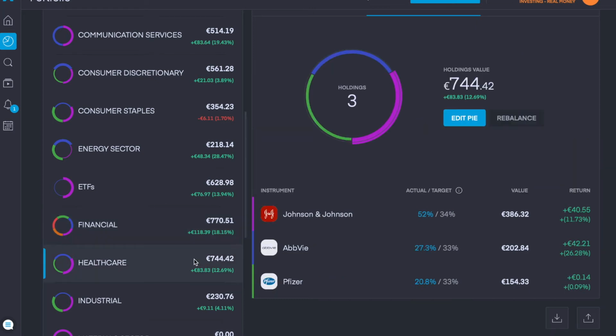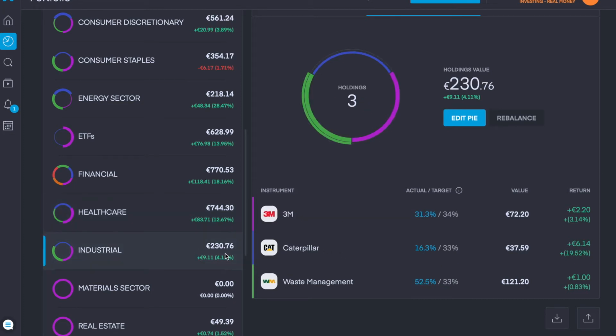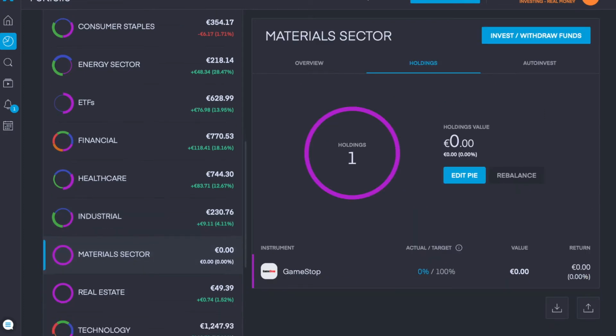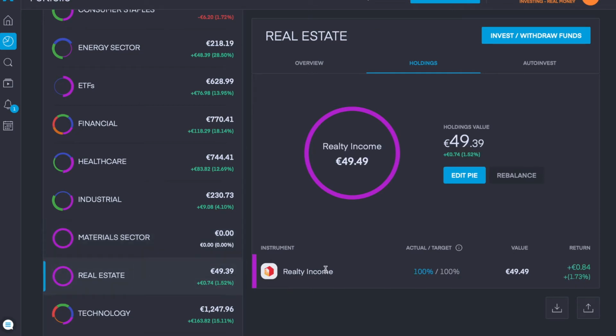We then have the healthcare sector pie, which is up 12.7%. 3 holdings: Johnson & Johnson is up 11.9%, AbbVie is up 26.3%, and Pfizer is up 0.1%. We then have industrials up 4.1%: 3M is up 3%, Caterpillar is up 19.5%, and Waste Management is up 0.8%. We have nothing as of now in the materials sector pie. In real estate, we have 1 holding in the form of Realty Income, which is up 1.7%.